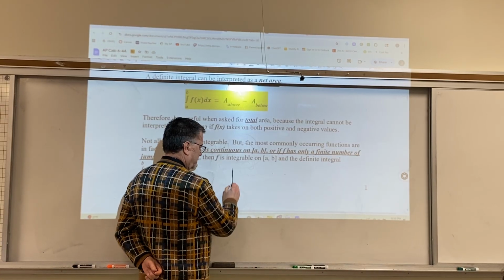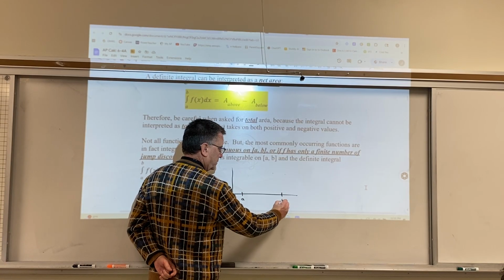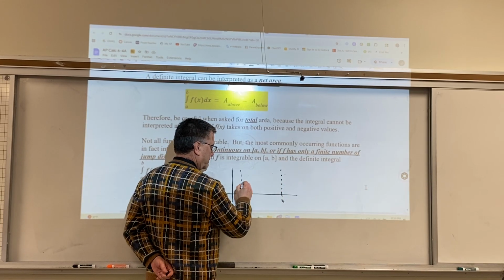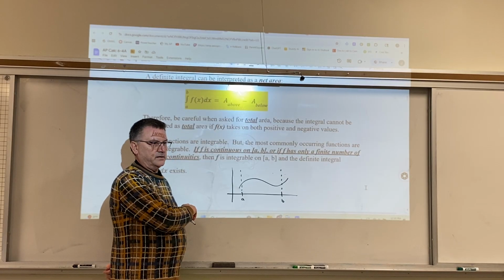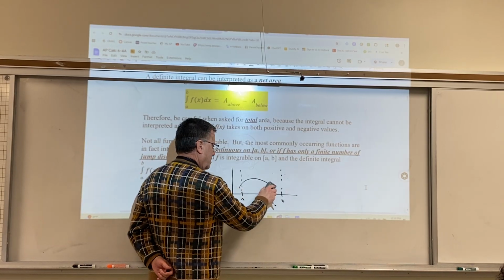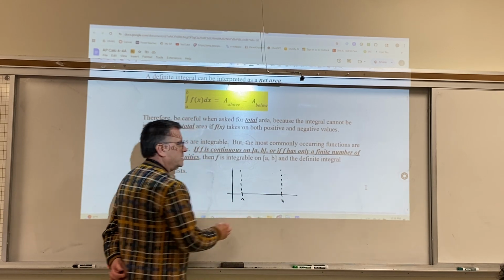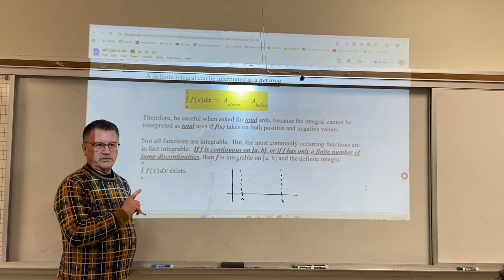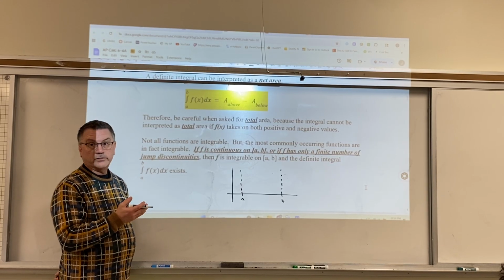So between a and b, let's say here's a, there's b. As long as I'm continuous between a and b, hey, I can get the area under the curve. I can get the net. That makes sense, okay? But I can be discontinuous as long as it's a jump discontinuity and there's a specific number of them. I mean, there could be 100 of them. There could be 1 or 2 of them.